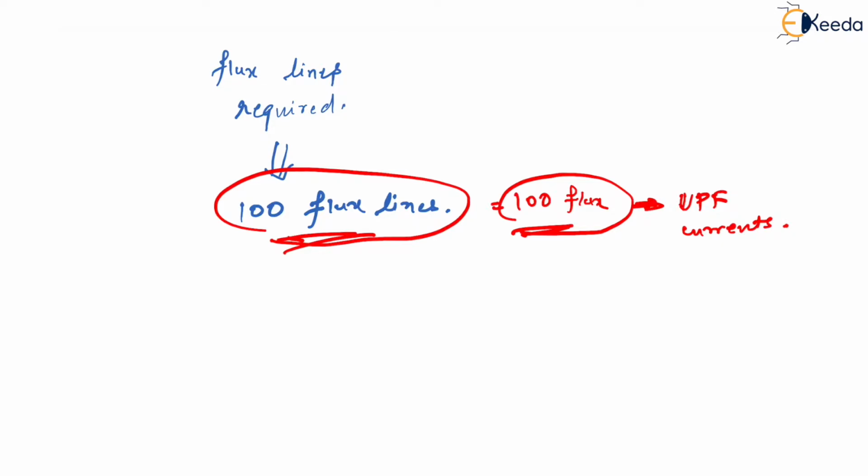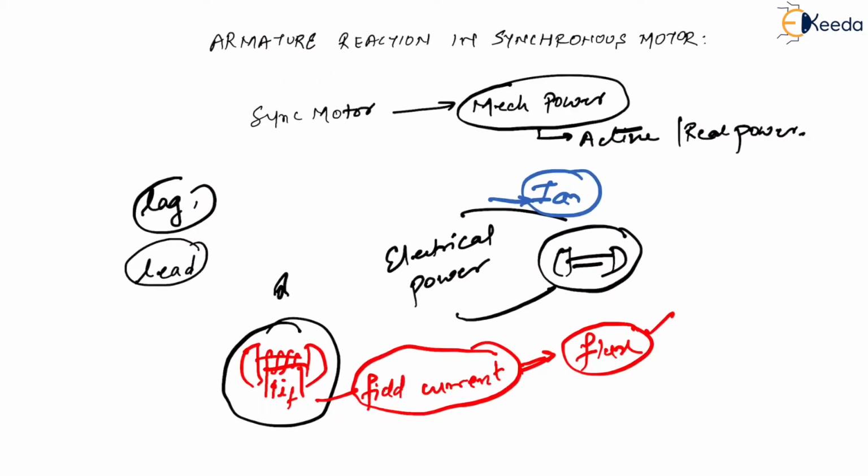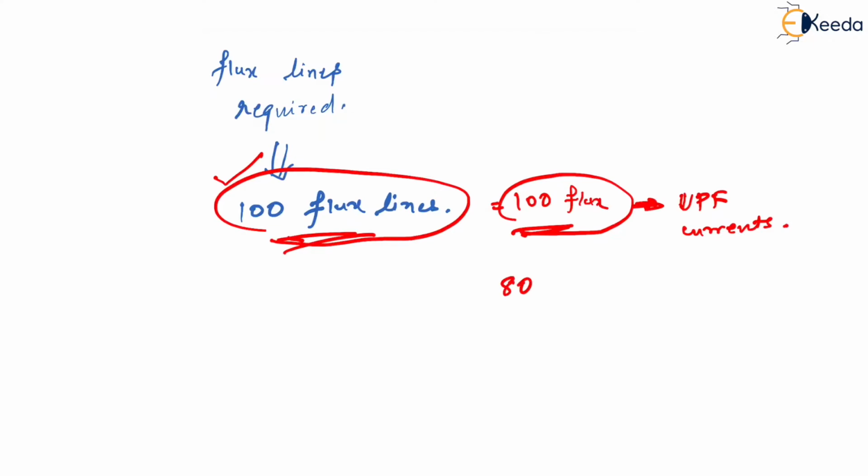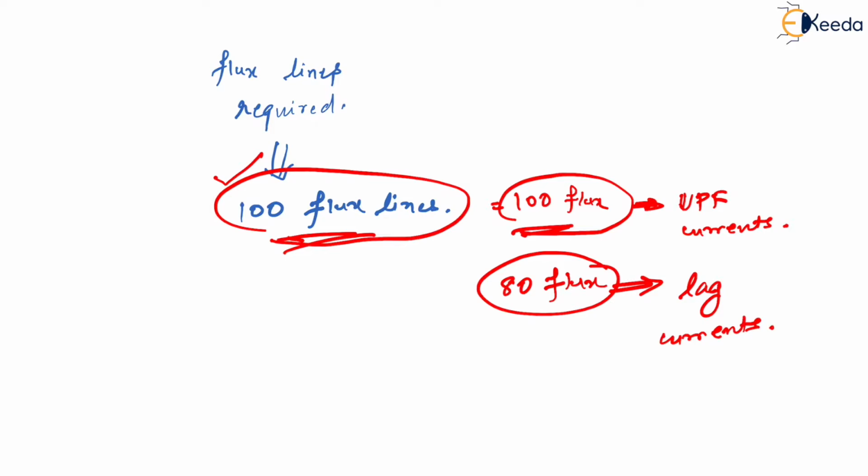Now for example, if the required is 100 flux lines, but your field current is able to produce only 80 flux lines, then we say that the extra flux lines have to be set up. So in order to set up those extra flux lines, we need to draw lagging currents from the stator.